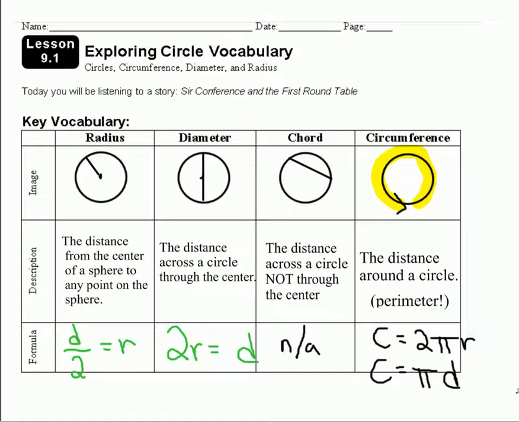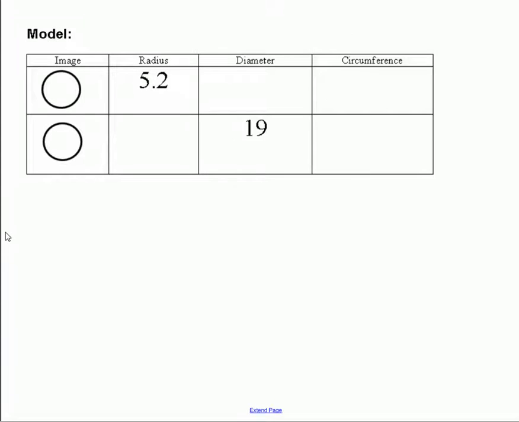Alright, pause the video if you need more time to copy, otherwise I'm moving forward. Okay. So now, let's talk about some examples. I put these in on purpose because it does help when you see a picture of it. So if it says there's a radius of 5.2, I want you to draw a radius and label it 5.2.